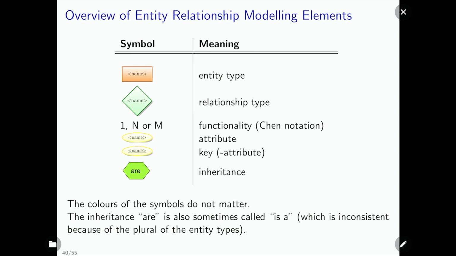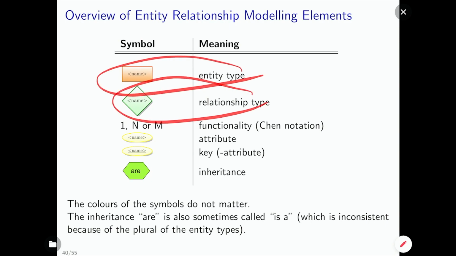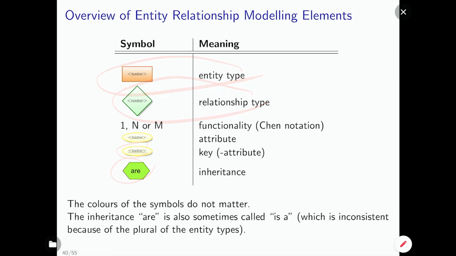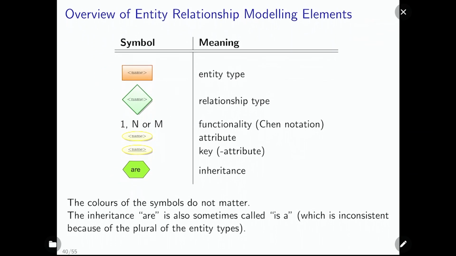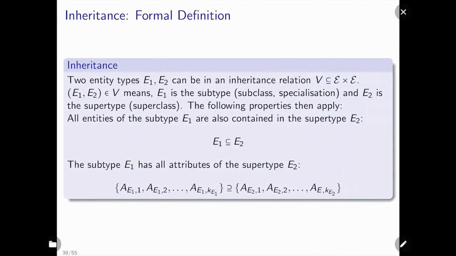And we learned about these different symbols like entity types, relationship types. Always say type, it's not the entity. This is the entity type, relationship types. Then the functionalities, attributes, including key attributes, are underlined, and then inheritance modeled using this R element. And we looked at IMDb as our concrete example.